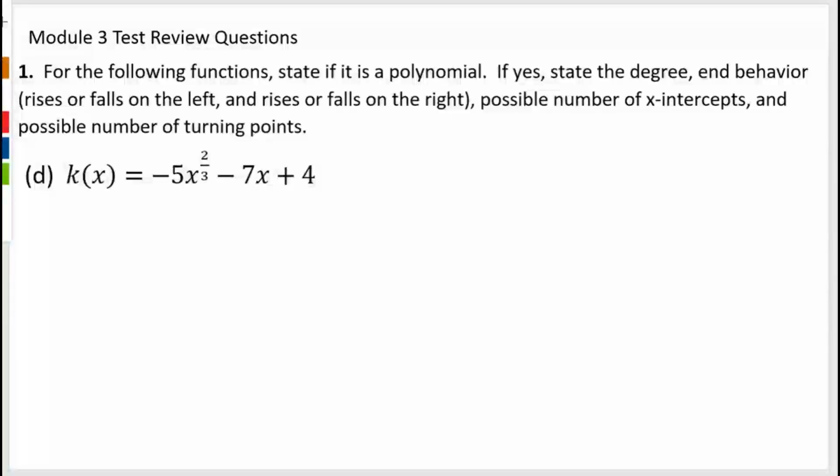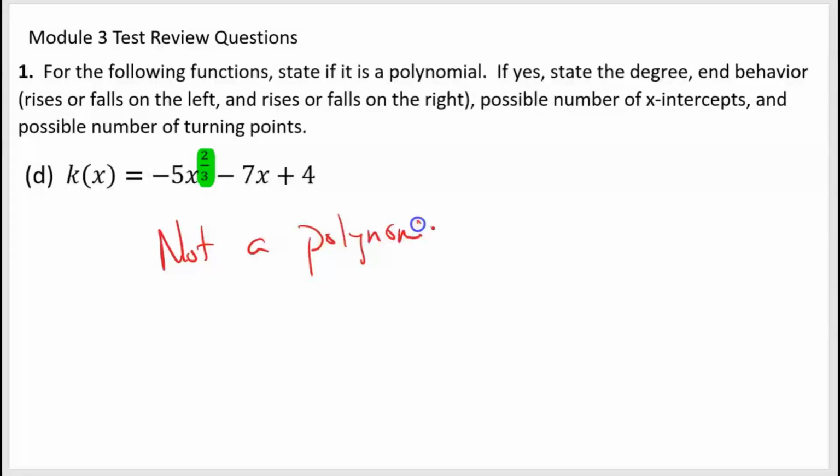Next problem. Okay, now we have negative 5x to the 2/3 minus 7x plus 4. Y'all, this guy is not a polynomial, right? Because you can't have a fractional exponent. That is the same as a radical, actually. And so all I have to put on this problem is it's not a polynomial, and I don't have to answer any of those other questions.